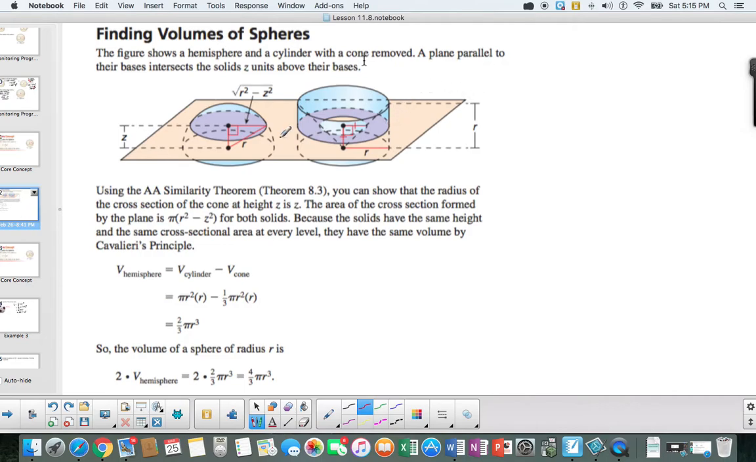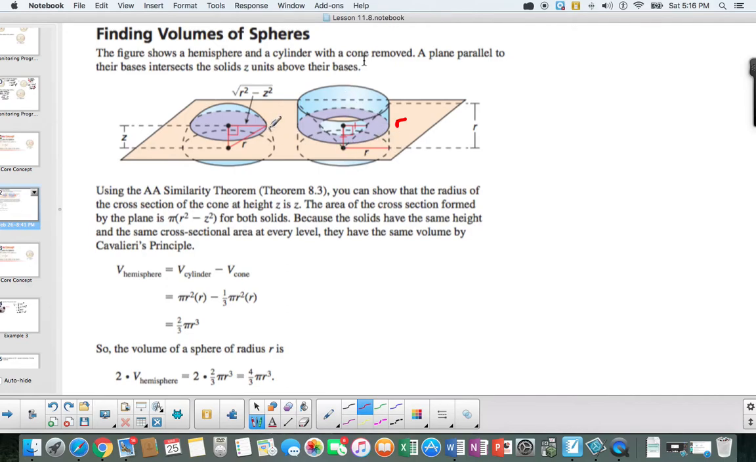What we're going to do is compare two volumes that are exactly the same. We're going to compare the volume of a hemisphere where the radius is r, and we're going to compare it to a cylinder that has some volume taken out, a cone. And this cylinder has a height of r, from here to here is a height of r.